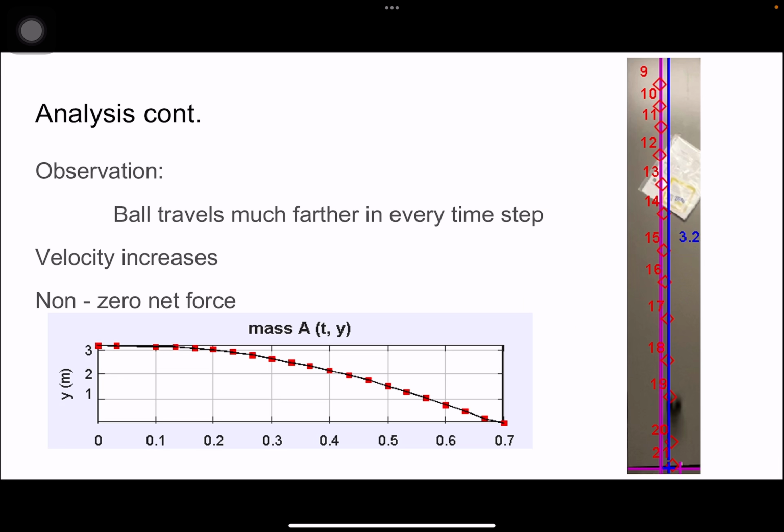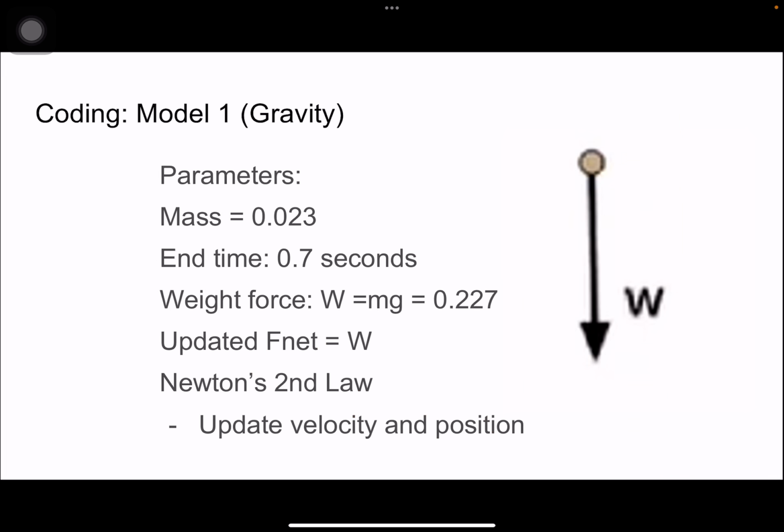So a little bit into analysis, I observed that the ball traveled farther in every time step, which meant that velocity increases and that there was a non-zero net force. In the coding one where I only observed gravity, I had the same parameters, but I had to calculate weight force and update position and velocity with Newton's second law and update Fnet.